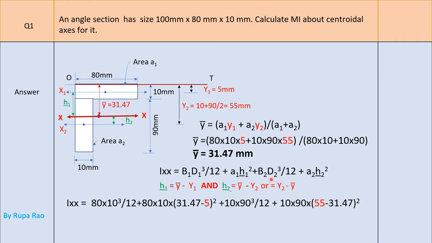Plus now B2 D2. B2 is this horizontal dimension, 10. This vertical dimension for this second rectangle is D2, that is 90. So 10 into 90 cube by 12, plus area A2, which is 10 into 90, into bracket H2. Now what is our H2? From here, H2 is y bar minus y2. Substitute here: y2 is 55 and y bar is 31.47. Here we can do y bar minus y2 or y2 minus y bar, anything, because when we square it, it becomes positive. But it is better that we take the bigger figure first. So this is y2 minus y bar. That gives us H2, so H2 square. Now take the calculators in your hand. You have the scientific calculators.